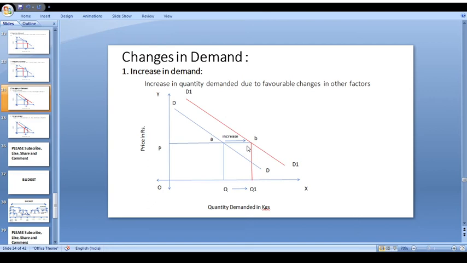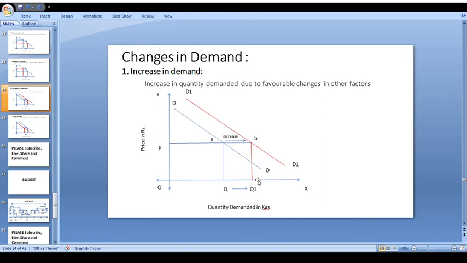As shown in figure, DD is our original demand curve, and the demand curve shifted outward to the right from DD to D1D1, which is parallel. This shift outward to the right from DD to D1D1 indicates increase in demand.